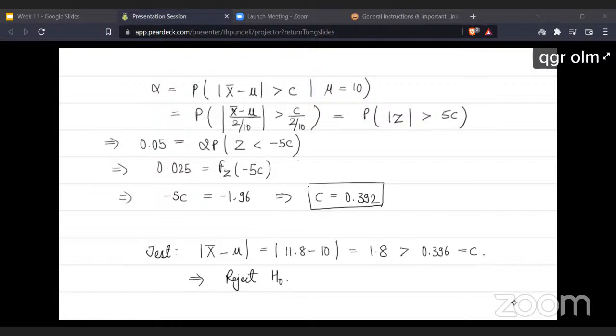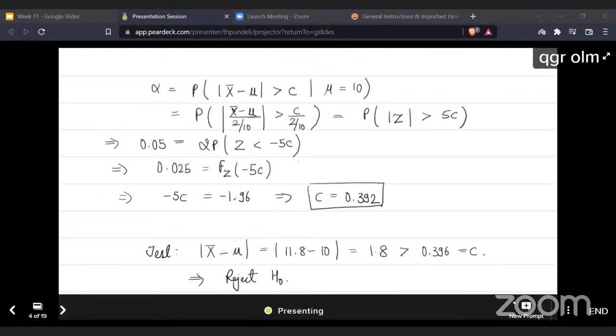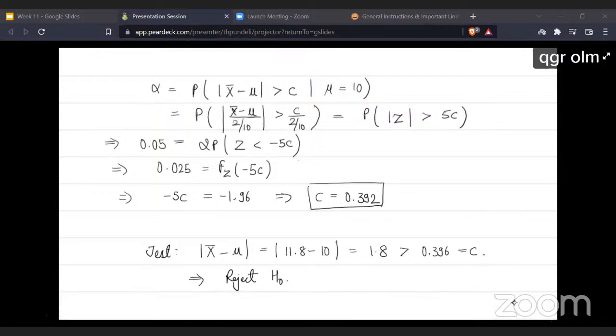See, mod of x bar minus mu, if you do mod of x bar minus mu, you are bringing it to the standard normal form, like the mean you are taking it to 0, and once you are dividing it by 2 by 10, you are making the standard deviation to be 1 basically. So you're normalizing it.